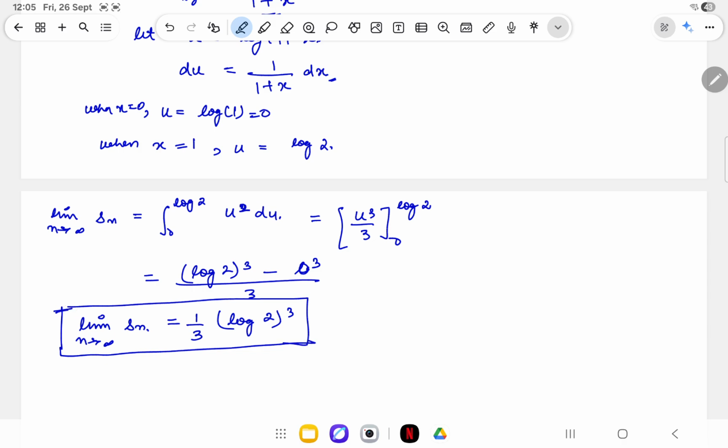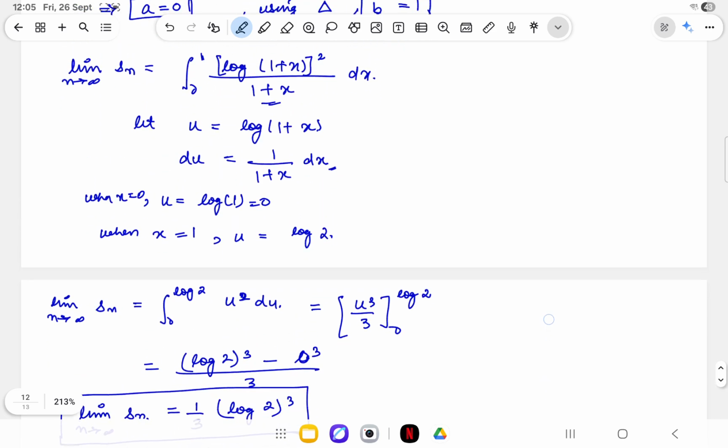So these were the only 2 questions asked on this topic, and yeah, we'll discuss maybe the definite integral in the next part of the series.